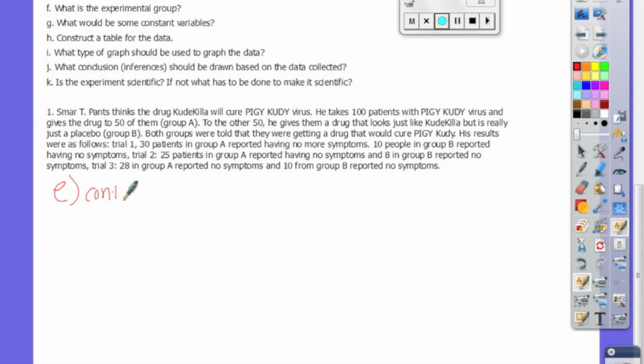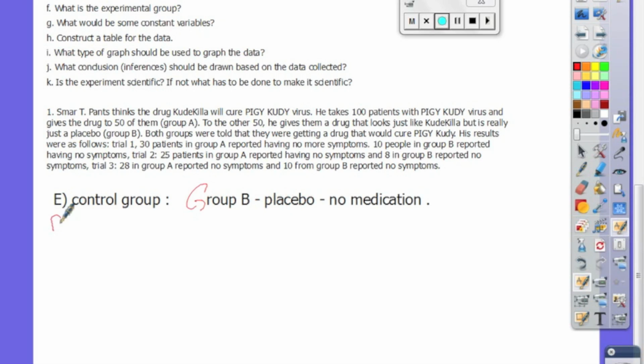The control group is what does not have the independent variable. When we read our little story, it says he gave 50 people the medication and 50 people the placebo. The placebo is a sugar pill. When they do experiments dealing with medicine, they'll give some people the real medication and some people the placebo. So the placebo is our control group, which is group B.